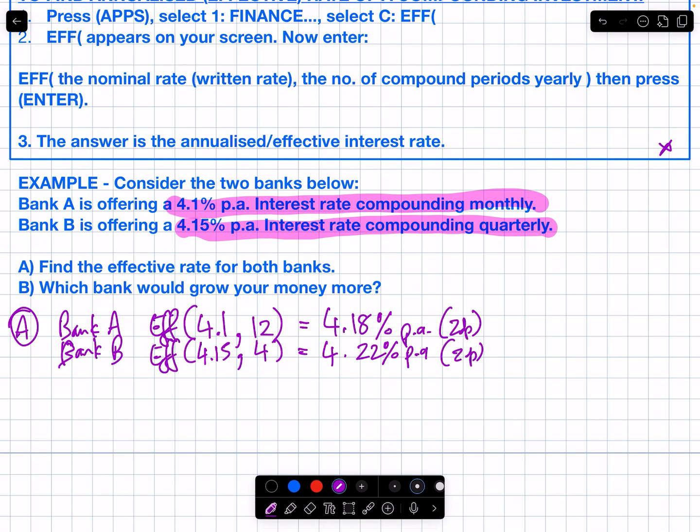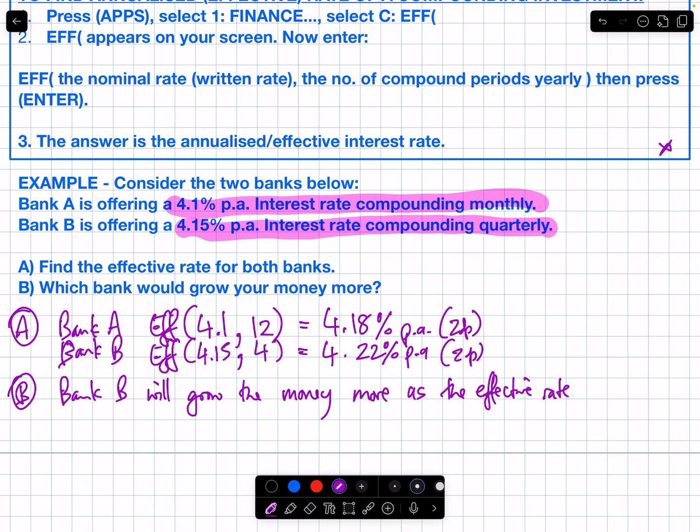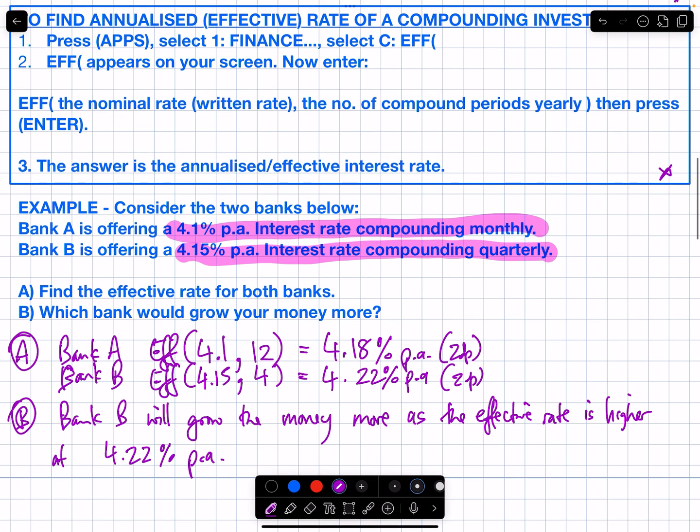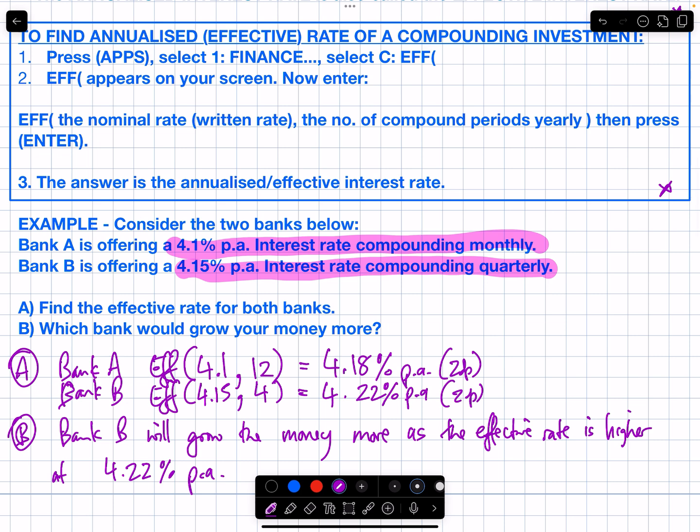So you can see that's a higher rate, which leads us to question B. Which bank would grow your money more? Bank B will grow the money more, as the effective rate is higher at 4.22% per annum.